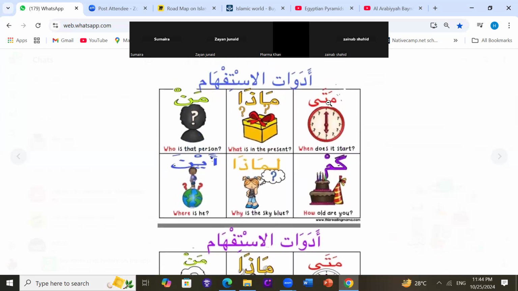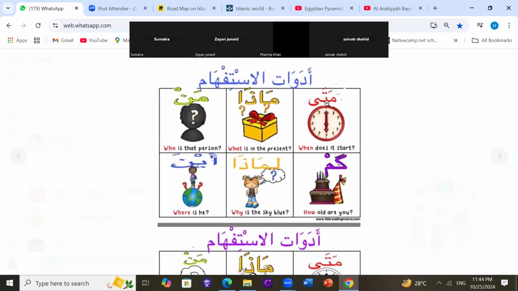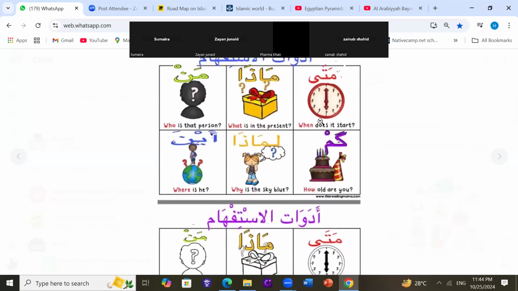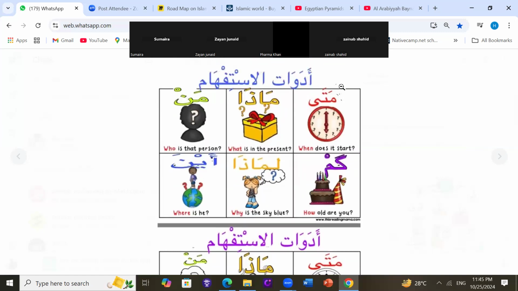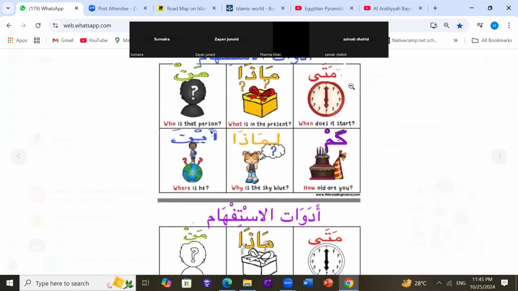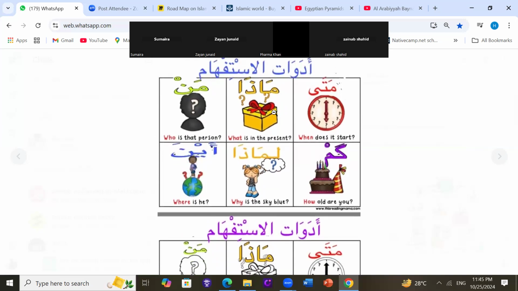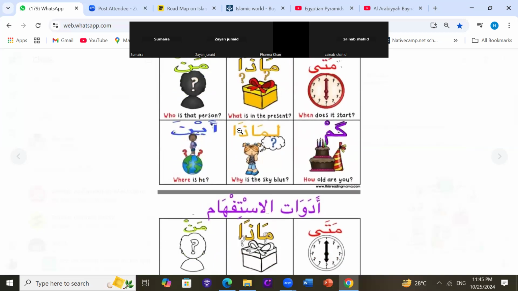Who will tell me the meaning of mata? Did we read mata? No. So far, the word mata didn't come in any lesson. Mata means when. Like when we want to know about the time, which time you come, or which time you sleep, which time you go somewhere. So we use mata for when. Okay, when does it start? Mata. Maza, what?